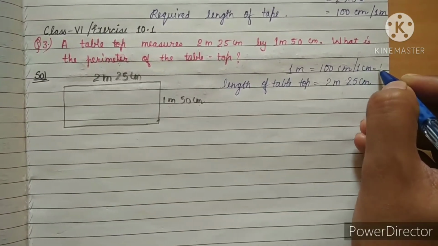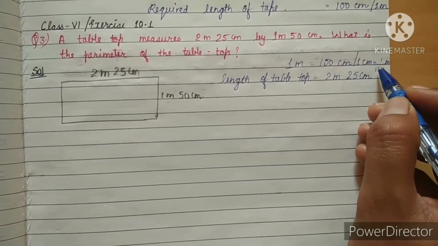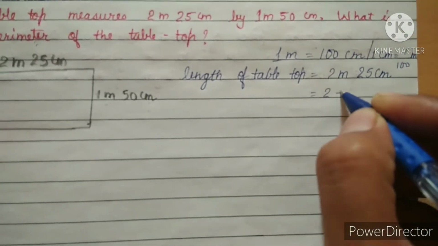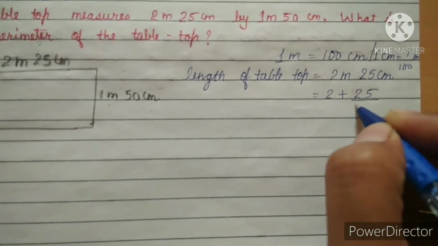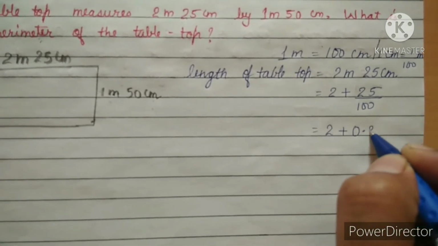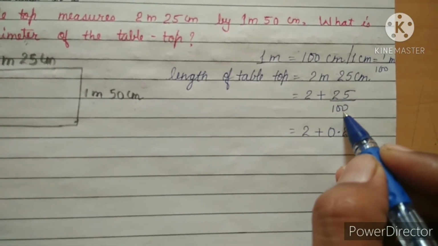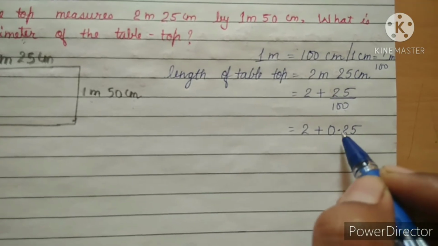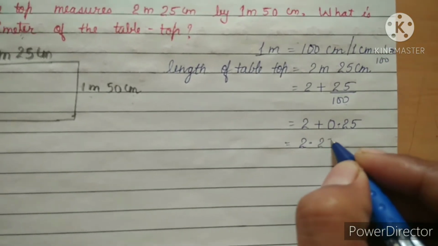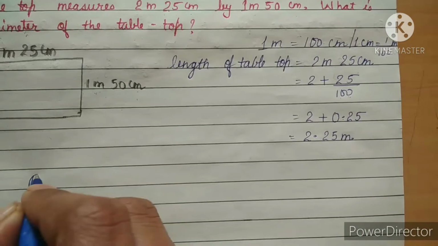So its opposite, 1 centimeter is 1 by 100 meter. So this centimeter term will be divided by 100. So 2 plus 25 by 100 will give us 2 plus 0.25, because 100 is having 2 zeros. So in place of 2 zeros we have to leave 2 values and the decimal will come, and after adding them we will get 2.25 meter. Same we will do for the breadth.